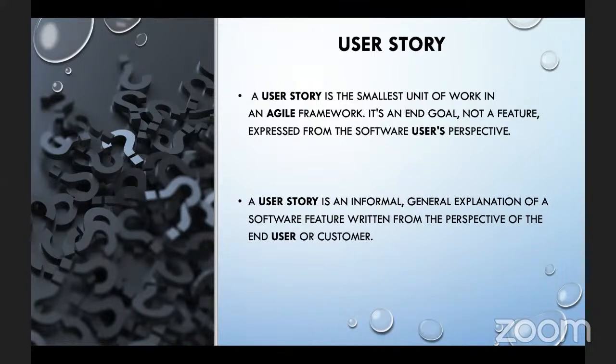I've already mentioned that when we are done with every story in a sprint, it is an end goal. That means that product feature is functional and something we can deploy, ship out, and launch for end users to start using. That's why we're saying it is an end goal and not just a feature. It is something functional that can be used, that we can go live with. And user stories are expressed from the software user's perspective.